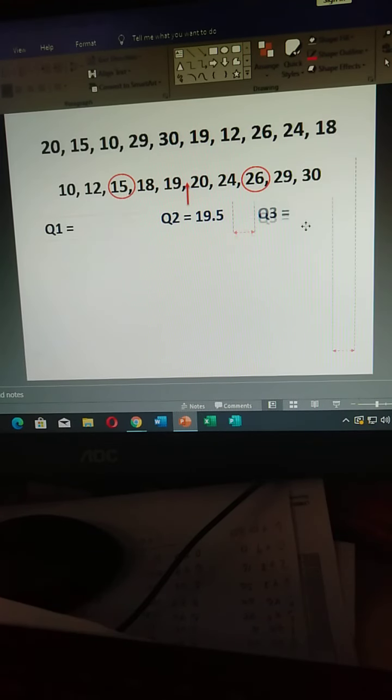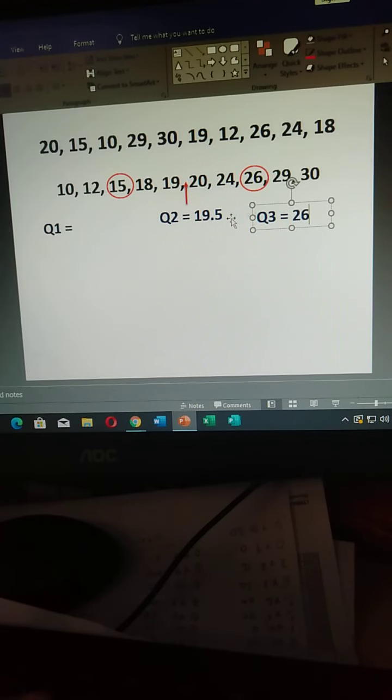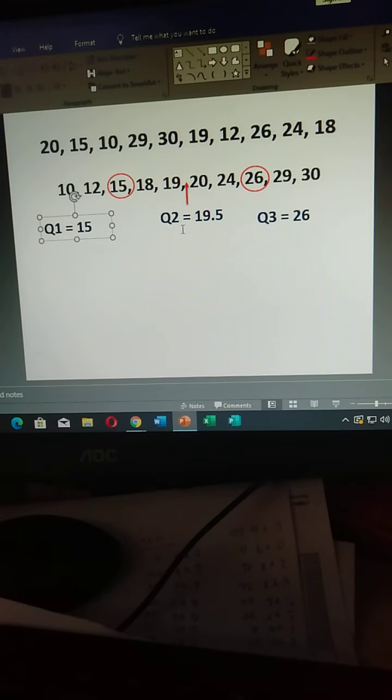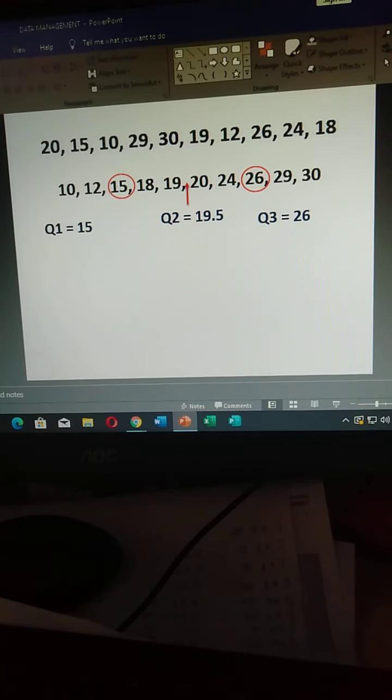Diba? Ayan. Now, the Q3 is 26 and Q1 is 15. So, ganyan po maghanap dito ng Q1, Q2, and Q3 ng quartile. Okay? Yan po yun.